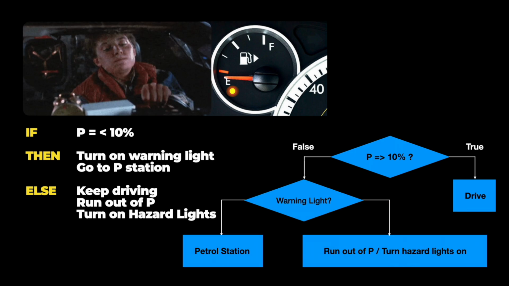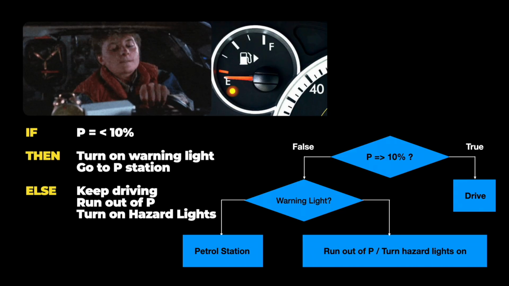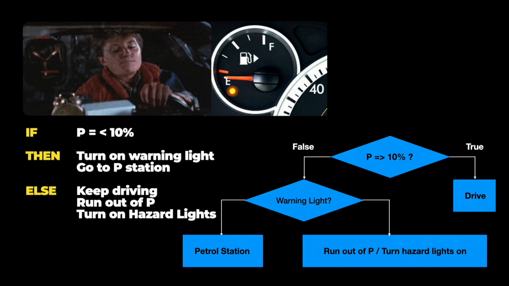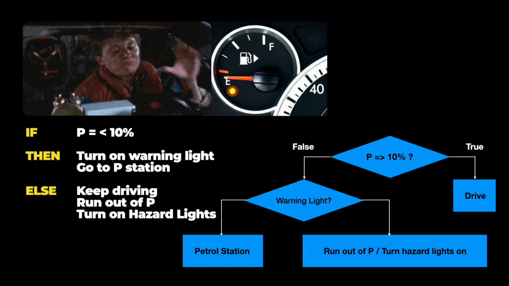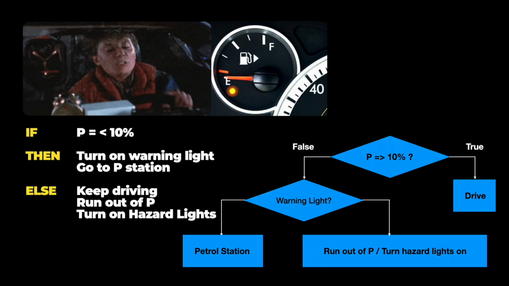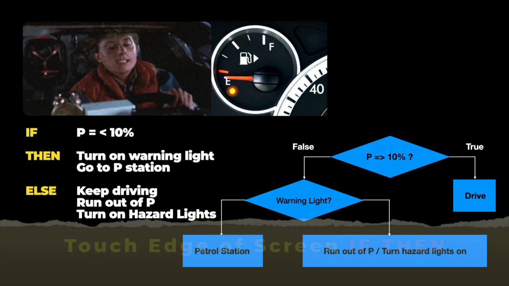I can make that as complicated and as long as possible. And so now you can see that there's a warning light. Can I get to the petrol station, or do I have to pull over and turn on my hazard lights? So these flowcharts can be as simple or as complicated as the objectives require or the student can handle. And that's something that you can help the students with as they create objectives for their game.